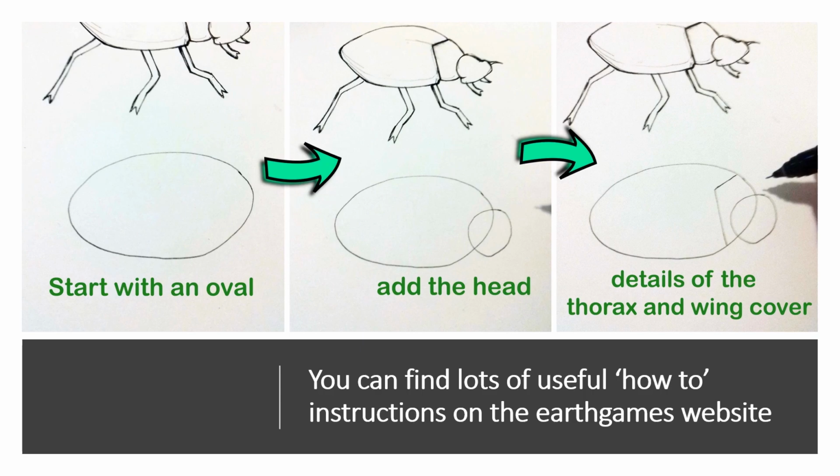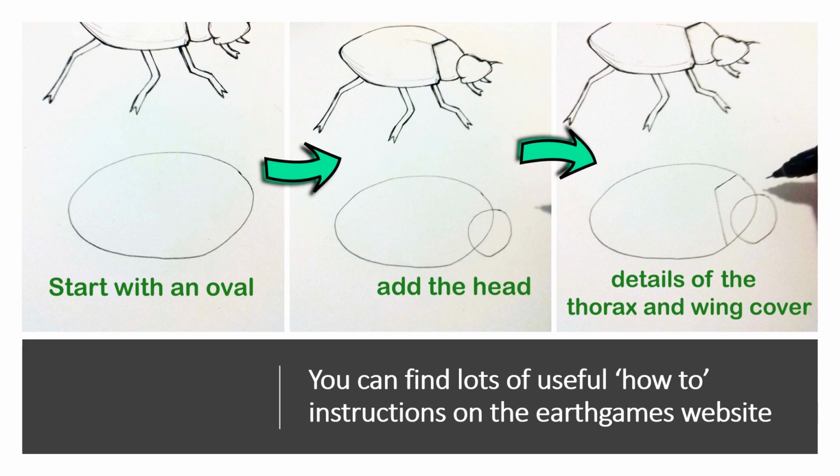This slide just shows you a very simple progression from starting with a drawing of a dung beetle, having a look at the overall shape of the body, which is like an oval or an egg shape, then adding the shape of the head, and then starting to add in some of the details. So you can see how you could start with a quite complicated insect and start to simplify it down into some of its basic shapes or forms.